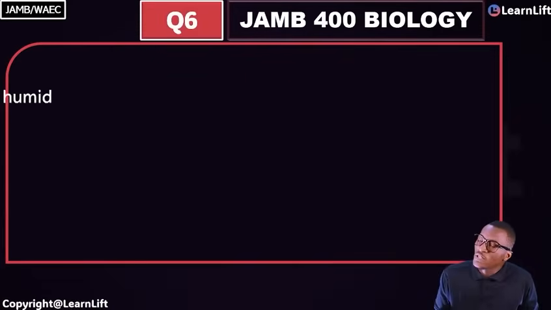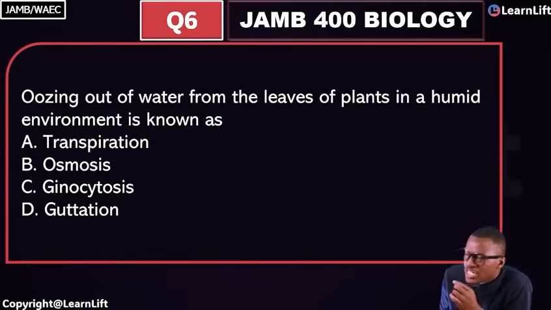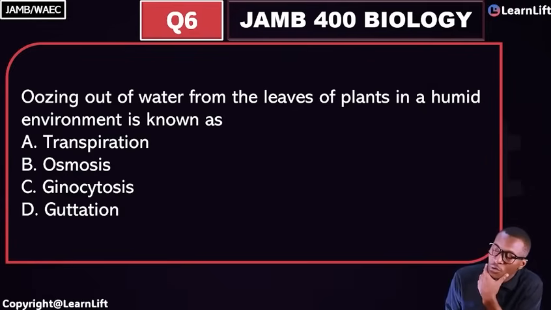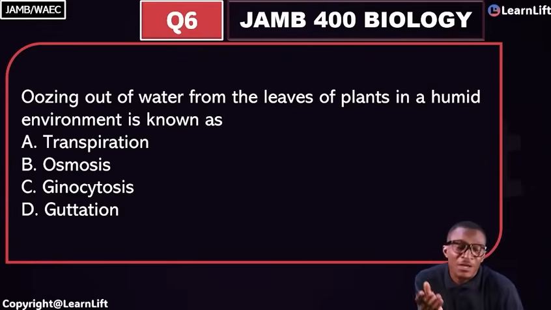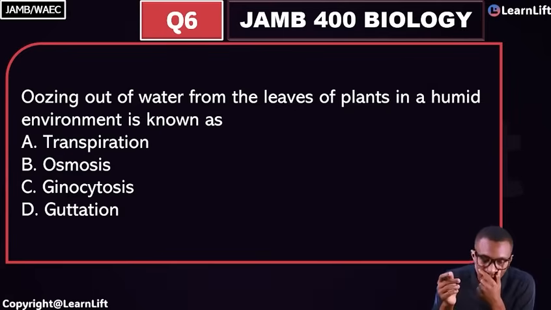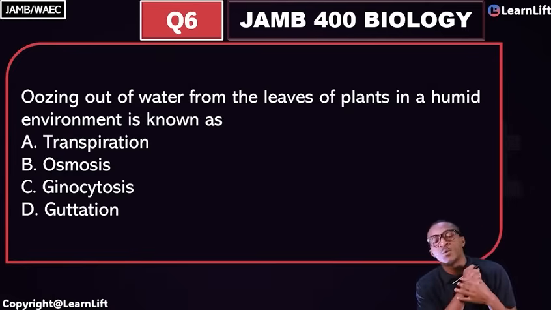Next question. The question says, oozing of water from leaves in humid environment is known as option A, transpiration, B, osmosis, C, cytosis, D, guttation. Everybody pick an answer. You can pause it and choose your answer. Oozing of water from leaves is known as option A, transpiration, B, osmosis, C, cytosis, D, guttation.